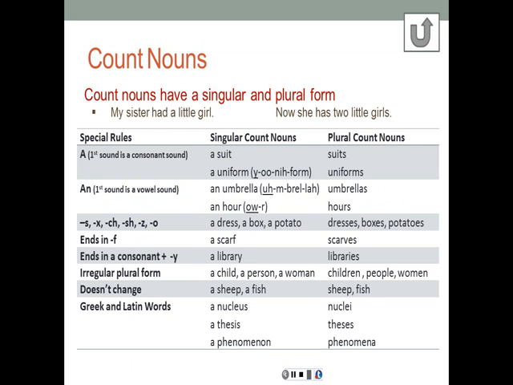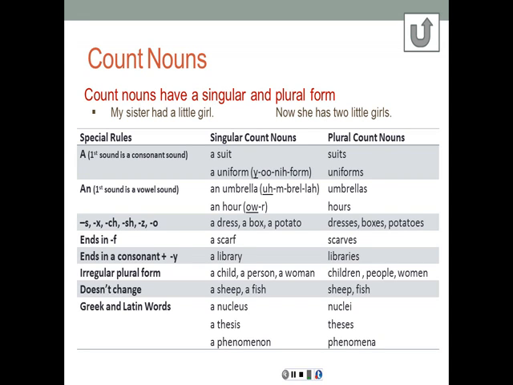Count nouns have a singular and a plural form. A singular count noun has to have a determiner like the articles a or an. We use the article a when the first sound is a consonant sound, and we use the article an when the first sound is a vowel sound. Most of the time you can look at the spelling, but some consonant letters can have vowel sounds, like H in an hour, and some vowel letters can have a consonant sound, like U in uniform. The first sound is ya. This is a consonant sound, so we would use the article a.